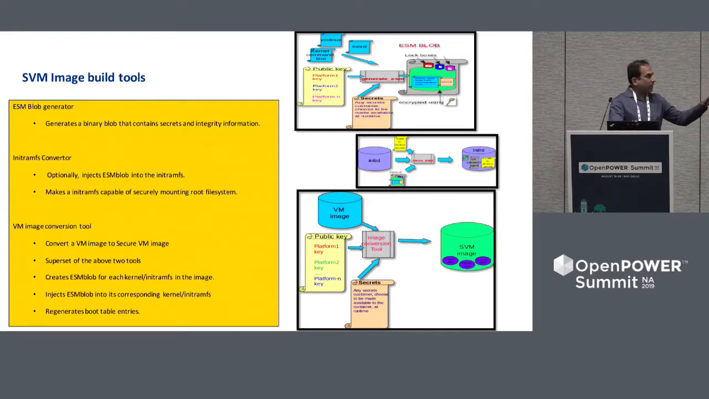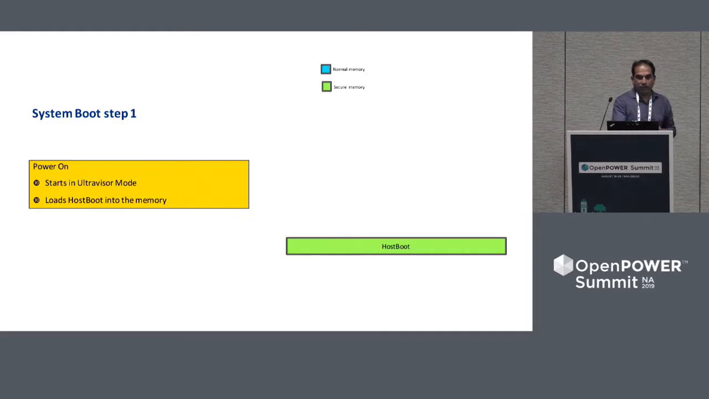So having talked abstractly about the different pieces, let me bring them all together, step by step, as to what happens at what stage. To begin with, let's see what happens. Let's say you got a brand new machine, like let's say a Witherspoon.